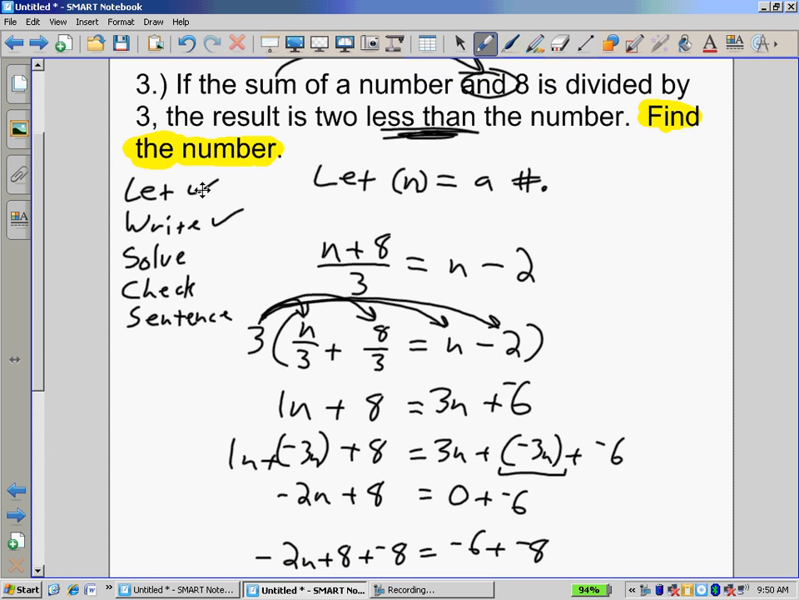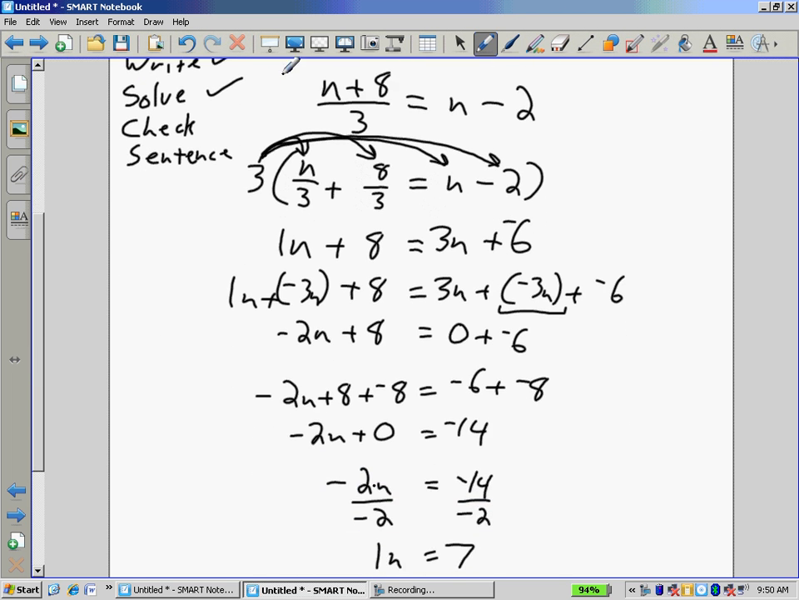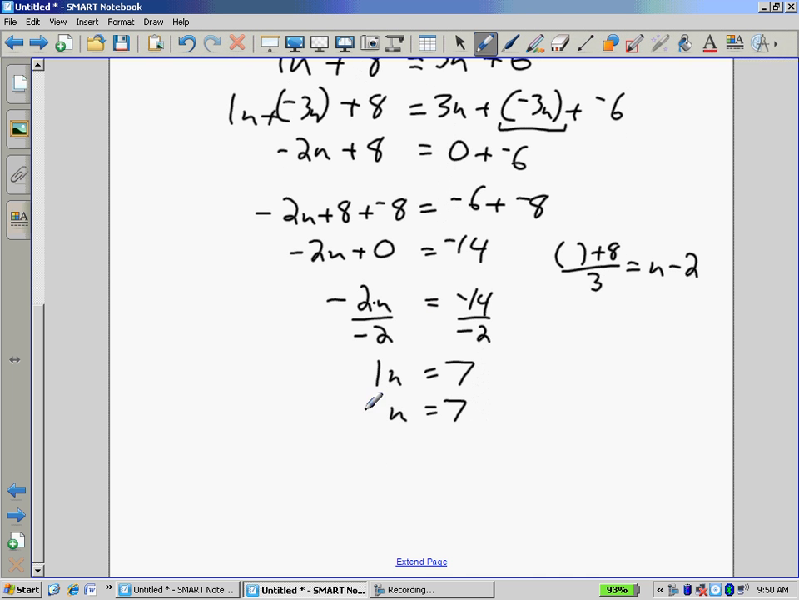So looking at the process here, let, write, solve, check, sentence. We've just solved, and we want to make sure that this works out right. So we're going to check it. So we're going to rewrite the original here. I'm just going to write it down here so that I can actually see what was going on. And I think that the answer is 7, so we're going to plug in that 7 there. All right, so let's plug this in. 7 plus 8, forgot my question mark.